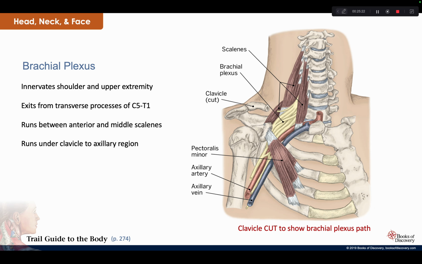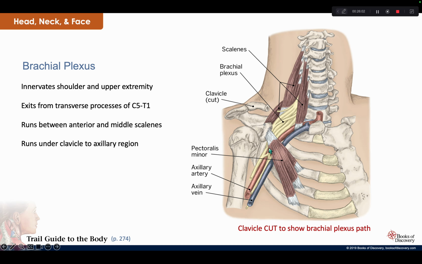Here's a better view of the brachial plexus. So just so you know, here's that clavicle. Down here it says the clavicle's cut to show the brachial plexus path. Generally, this clavicle is going to be in front of all these structures, and then connects onto the sternum. So the brachial plexus, which is in yellow, you see how it's intertwined with your scalenes, and then you have your pec minor that could be tight and push on the brachial plexus.